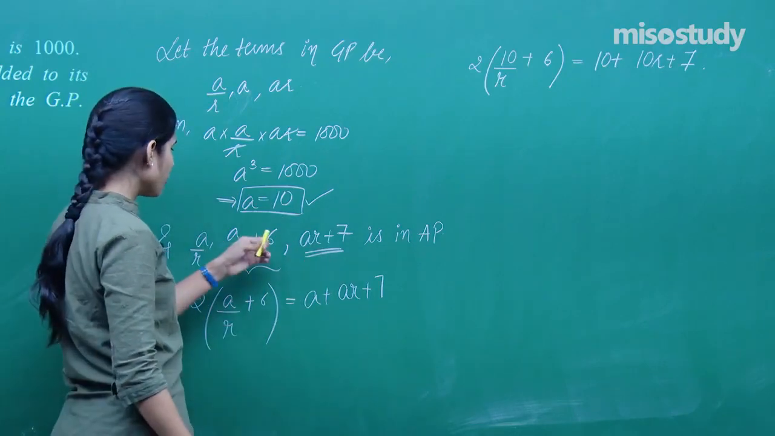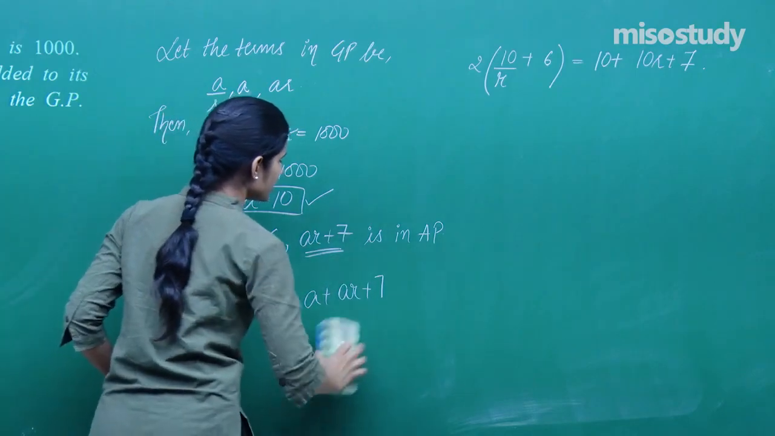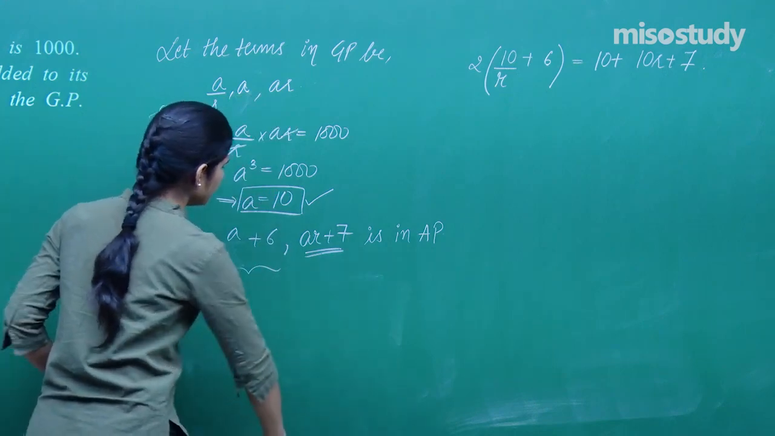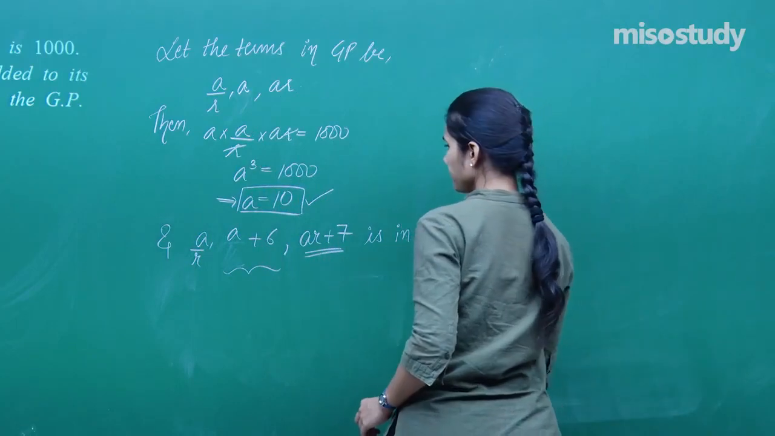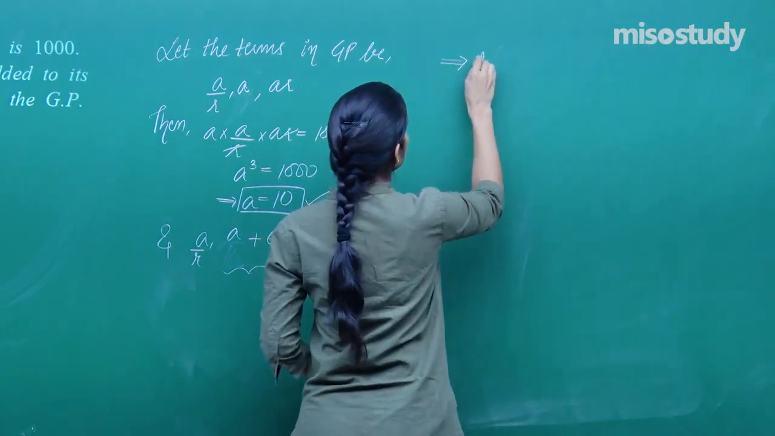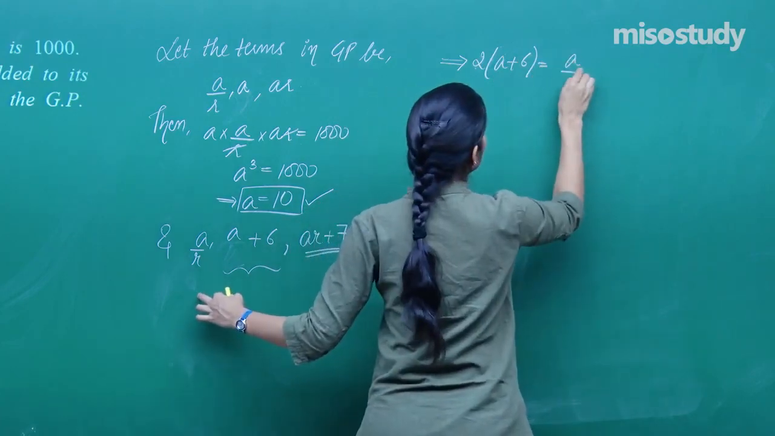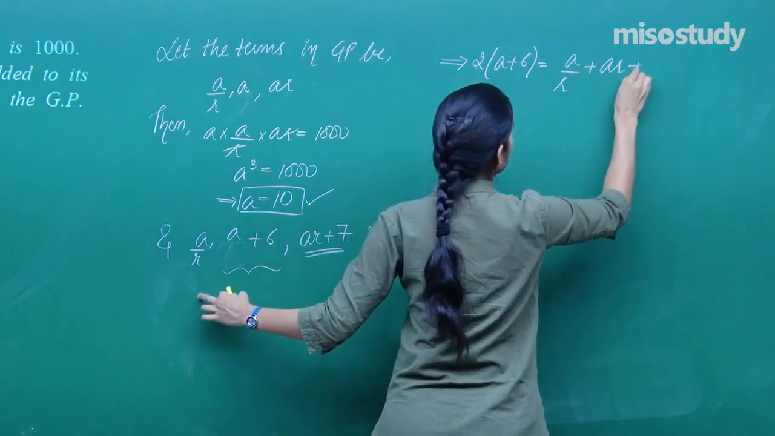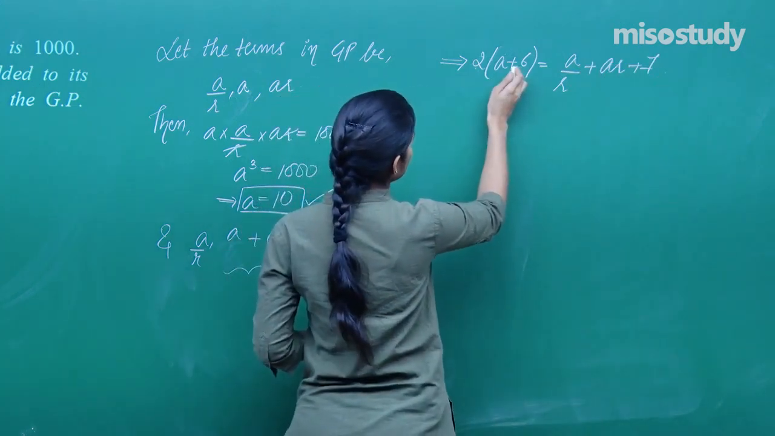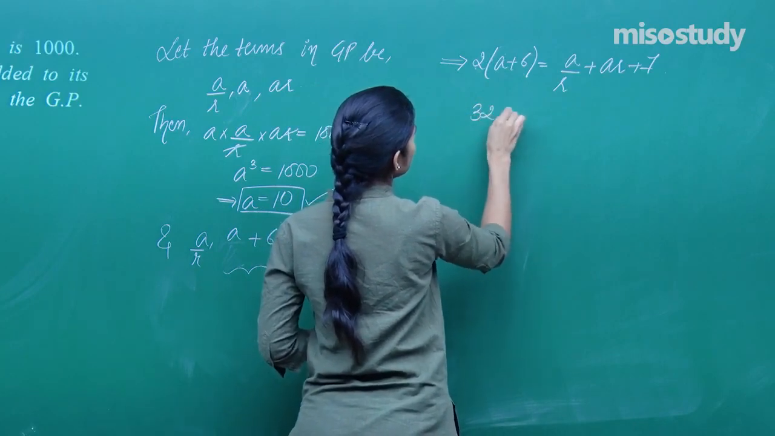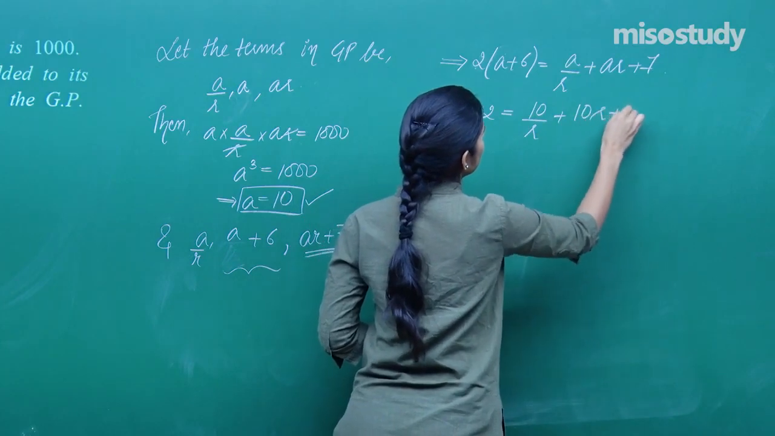the third term. Now when 6 is added to the second term, 7 is added to the third term, then you get this resulting sequence in an AP. This means twice of the second term is sum of the first and the third term. So this implies twice of A plus 6 is equal to A by R plus AR plus 7, right? 10 plus 6 is 16, 16 into 2 is 32 because A is 10. This is 10 by R plus 10R plus 7.